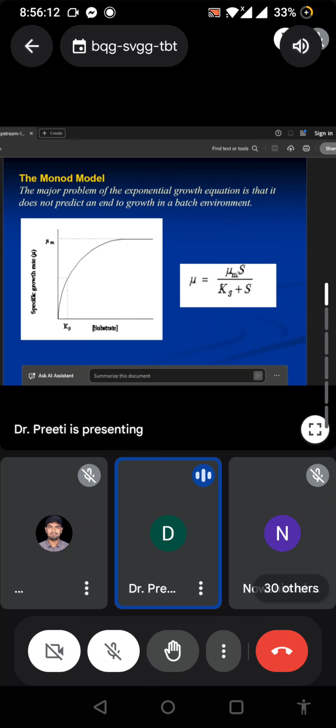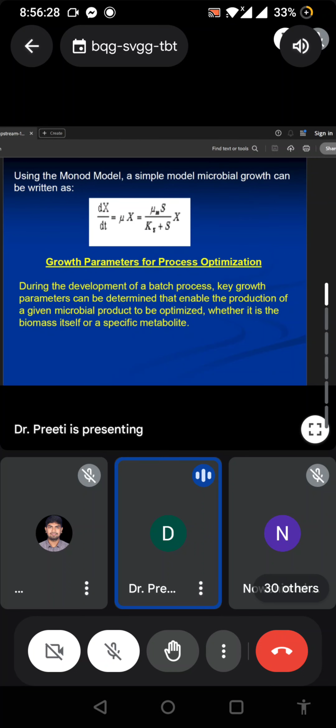So mu equals mu m, where mu m is the maximum growth rate that you may achieve, times S, the substrate concentration, divided by Ks plus S. So this is the relation between the growth rate and the substrate concentration. Everyone will remember this equation. Using this you can simply write how much amount of cell would be produced.